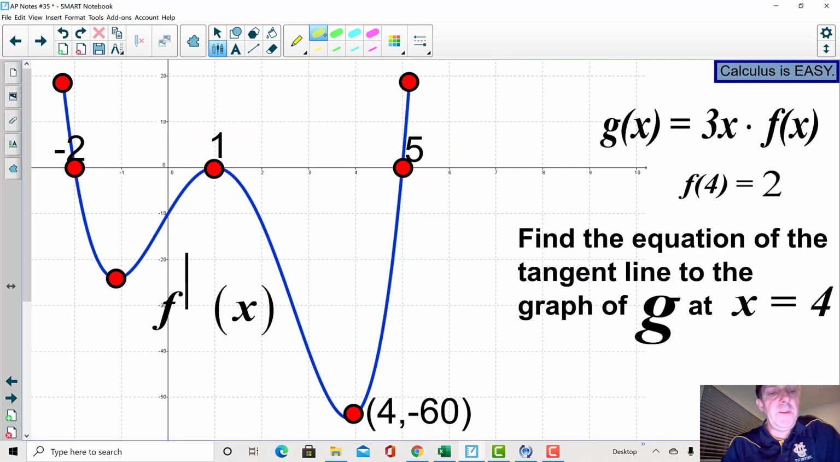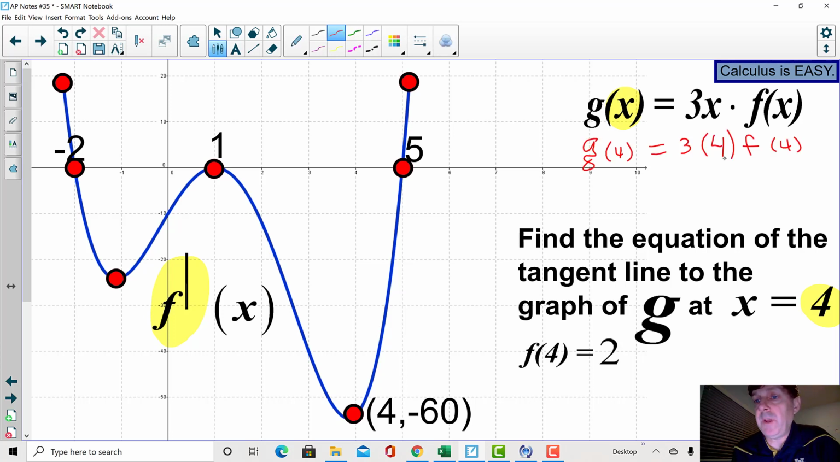Okay, we need to start off by noticing that this is the graph of f prime. So this is the derivative. Here they want us to find the equation of the tangent line to the graph of g at x equals 4. In order to find the equation of a tangent line, we're going to need a point and we're going to need a slope. In order to find the point, we have to plug in 4 into our g of x function and see what g of 4 is going to equal.